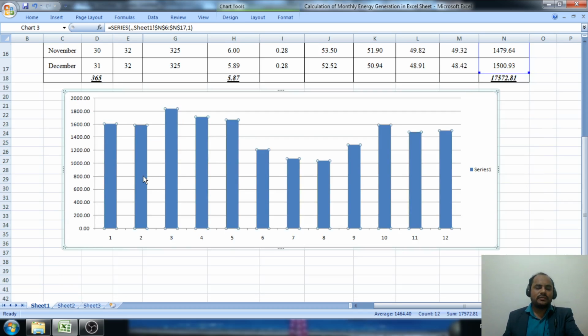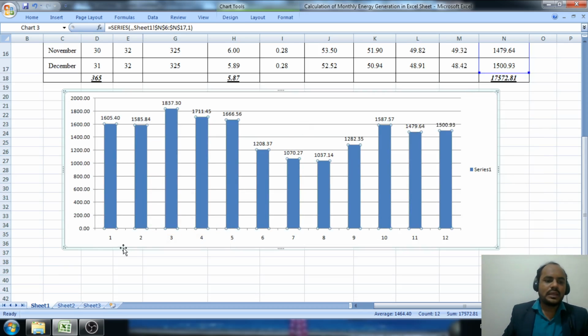Just click on any one of the columns, right click on it, and add data labels over here. So we come to know that in the January month we are creating 1605 units, and in March month we are creating 1837 units. Subsequently, July, August, September is the rainy season in India, so the energy yield will be lesser. Again in the winter season the energy yield will be higher. Likewise we can analyze month-wise energy generation by the solar power plant with the help of the Excel sheet.